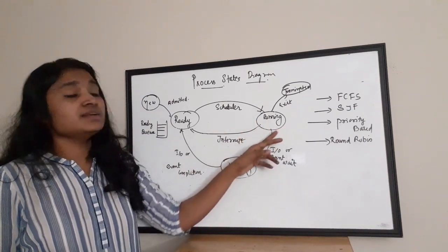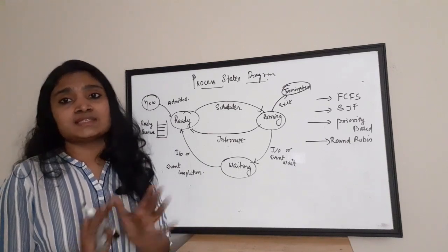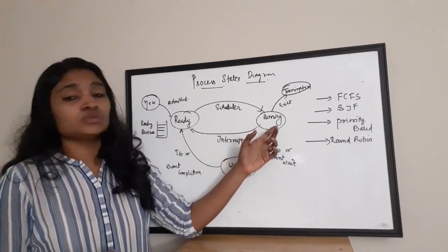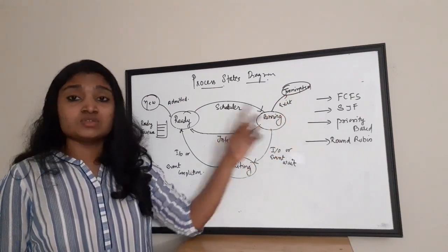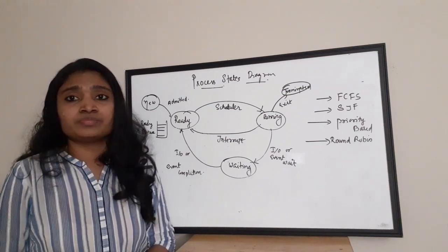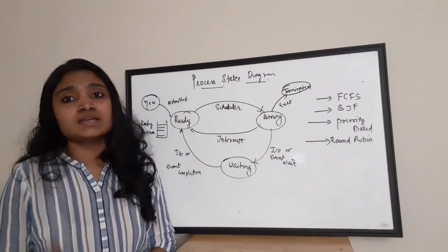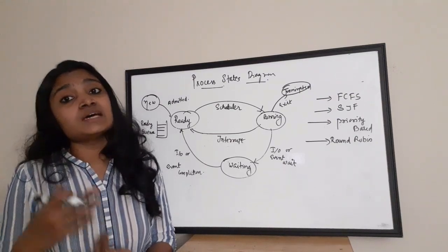And when the running state is complete, meaning the process has finished its execution, it goes to the terminated state, or it has exited. This happens when we close a program. When we click on the close sign, the program or the process is being terminated.